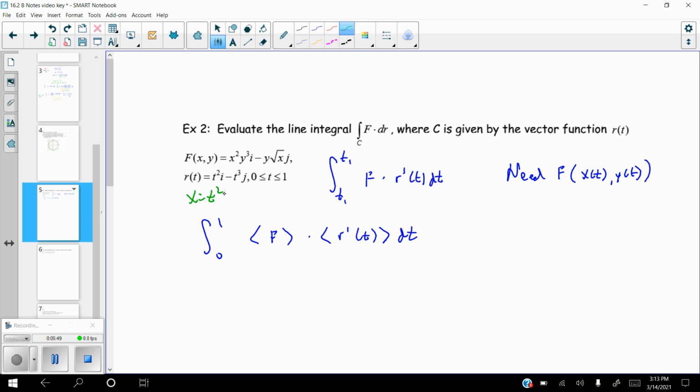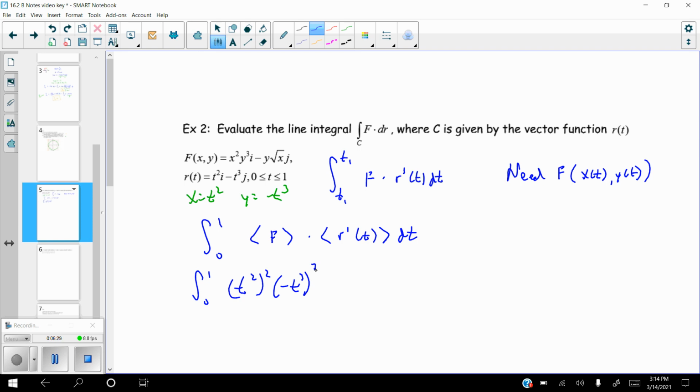And the y component is going to be the negative t cubed. So we don't even have to worry about it. It's defined for us. Great. But now we do have to plug those things into our force function. So we're going to get the integral from 0 to 1, defining our force parametrically. So that's going to be x squared, which is t squared squared, times y cubed, which is going to be negative t cubed cubed. Okay, that's the first component.